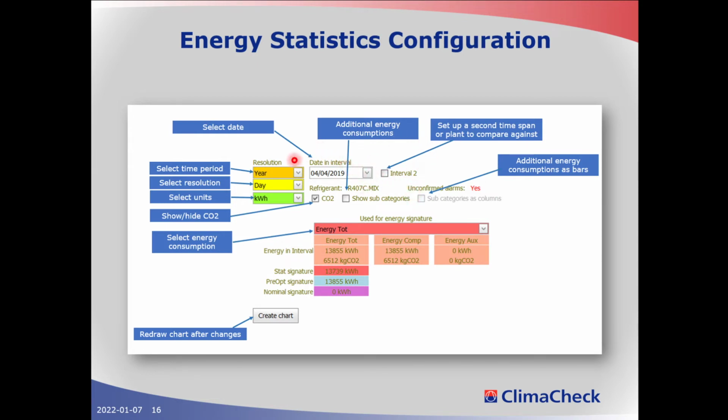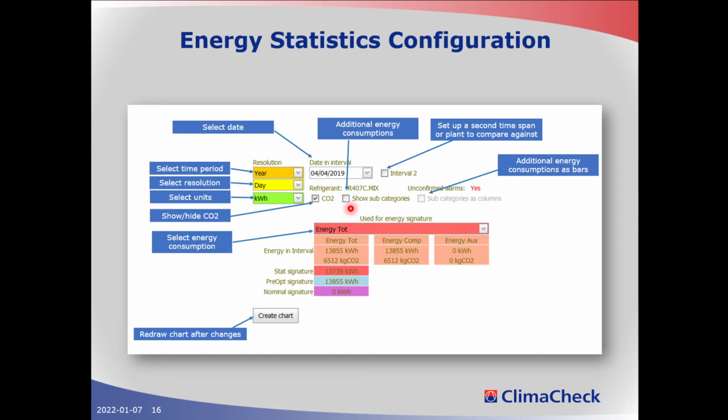So let's say you want to look at the whole year, you want to look at the energy consumption per day, and you select the date, and then if you press this interval 2, you have a second interval or date you can select, and you can then look at data from different periods or two different installations or measurements in the same graph and compare them directly.